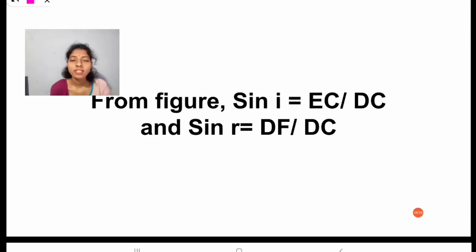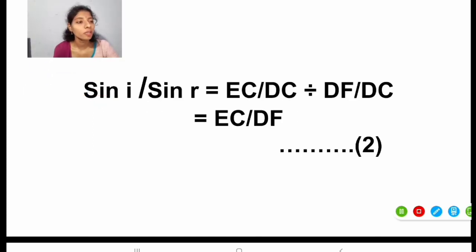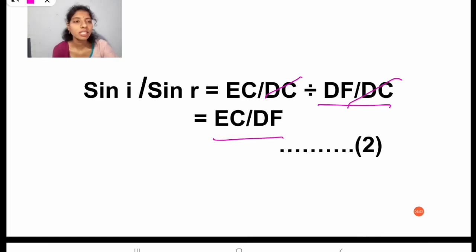From the figure we can write sin I equals EC by DC, and sin R equals DF by DC, where I and R are the angle of incidence and the angle of refraction, on the land and inside the water. So sin I by sin R equals EC by DC divided by DF by DC. Here DC gets cancelled, so the remaining is EC by DF. Take this as equation 2.